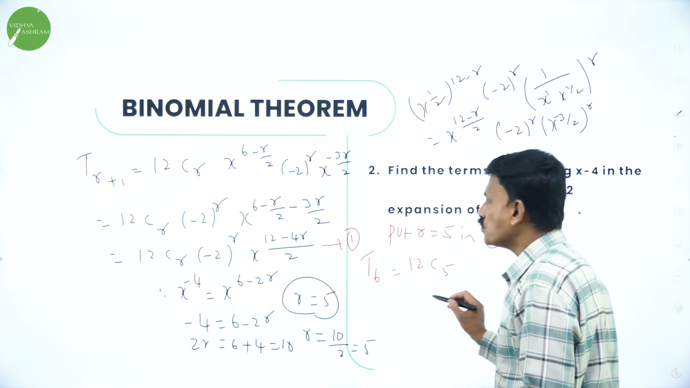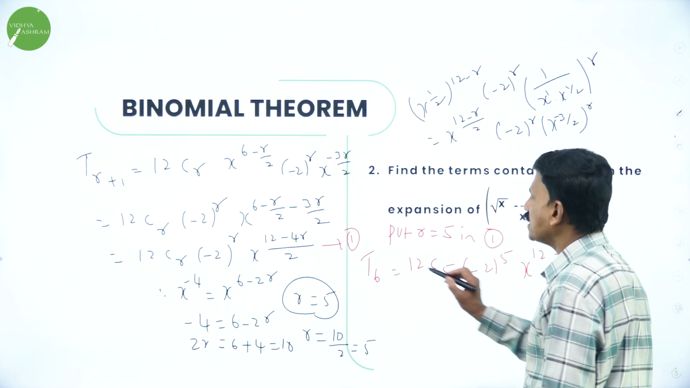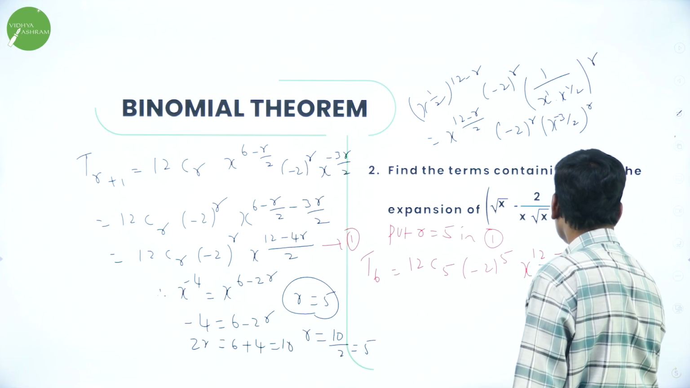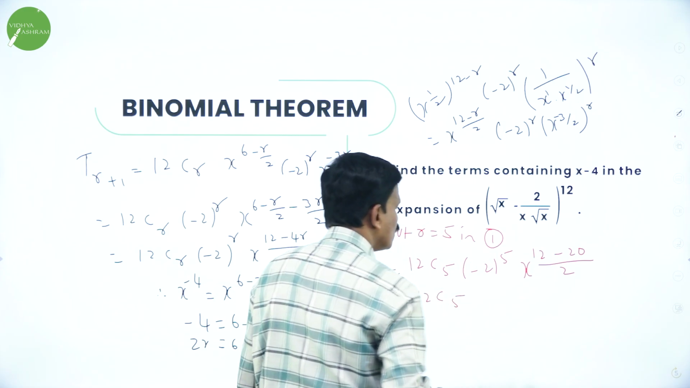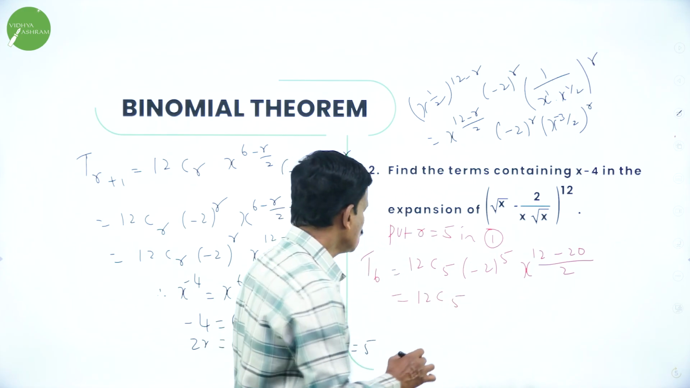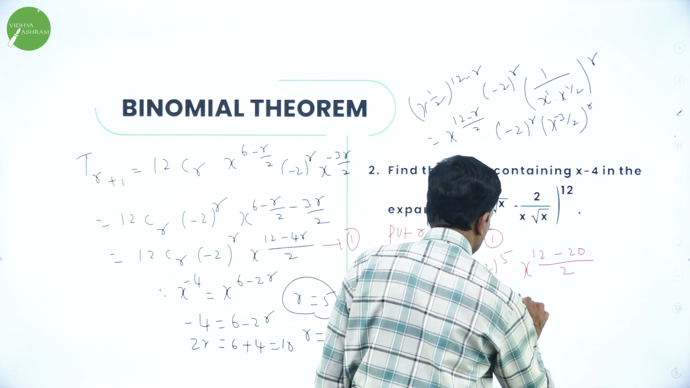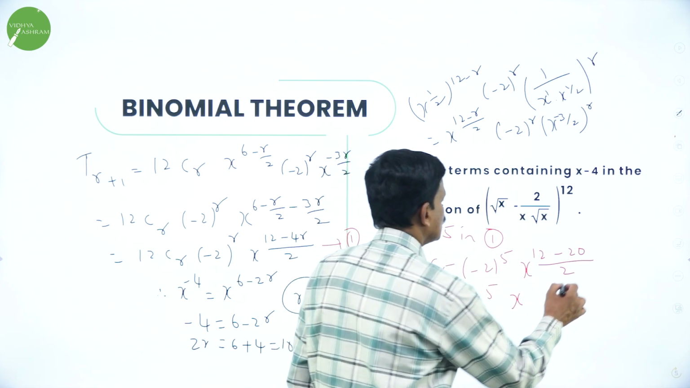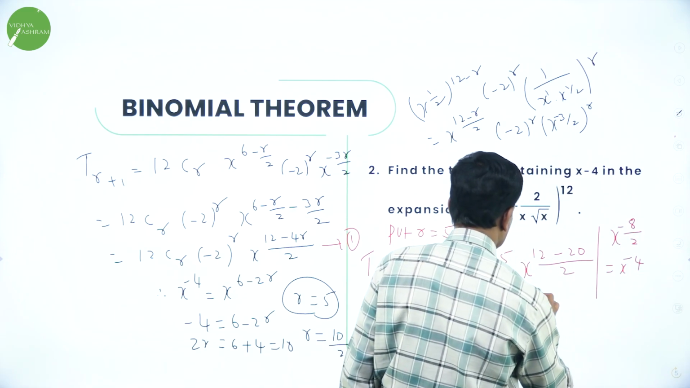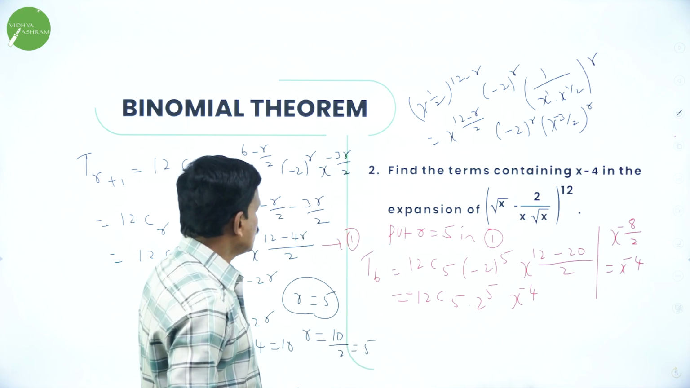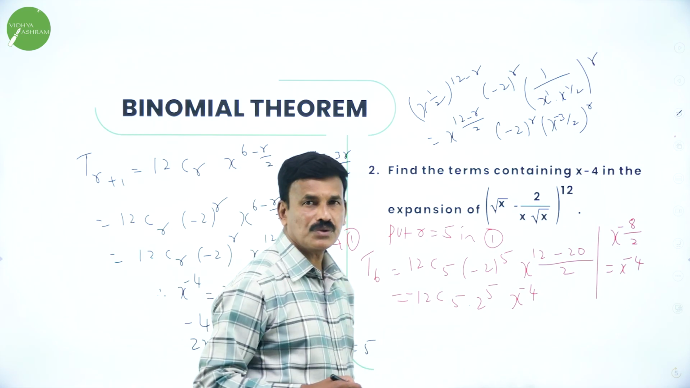12C5 minus 2 to the power of 5 into x to the power of 12 minus 4 into 5 is 20 divided by 2. So this is 12C5 minus 2 to the power of 5 minus, if you multiply 5 times you will get minus itself, into this 2 to the power of 5 into x to the power of 12 minus 20. So that is nothing but x to the power of minus 8 by 2 is x to the power of minus 4. So therefore the term containing x to the power of minus 4 is minus 12C5 into 2 to the power of 5. That's it.